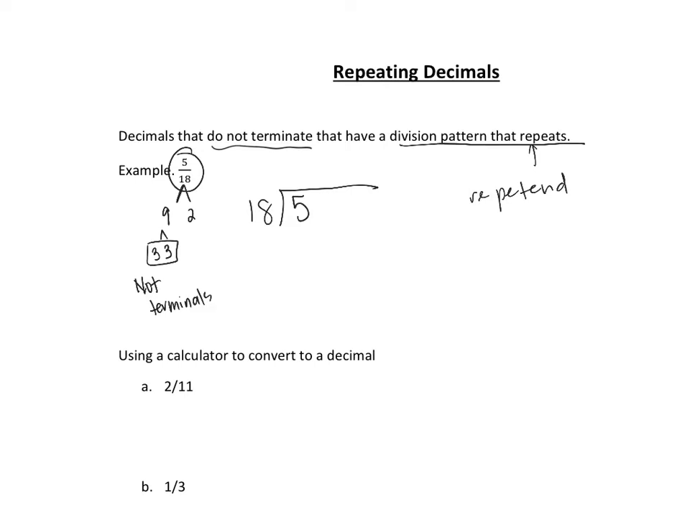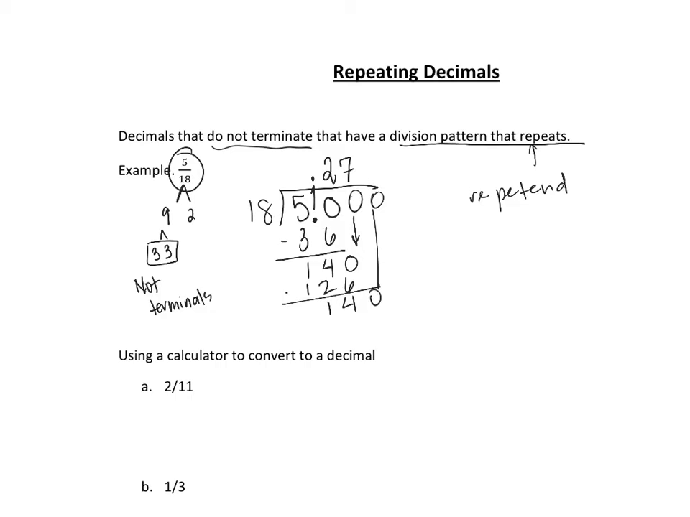So 5 cannot be divided by 18, so I'm going to turn this into tenths. If I have 50 tenths, then that can split up, and we could get 2 in here, so that's going to be 36 of those tenths. That leaves me with 14 tenths. I'm going to turn those into hundredths. So if I have 140 hundredths, that can go 7 times. 7 times 18 is 126. We subtract and we get 14.